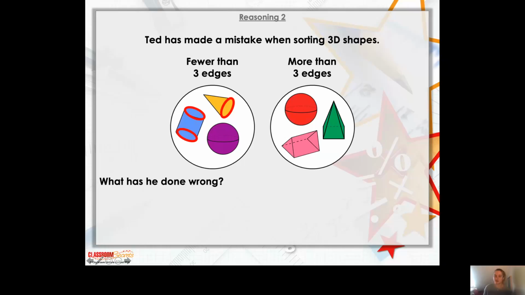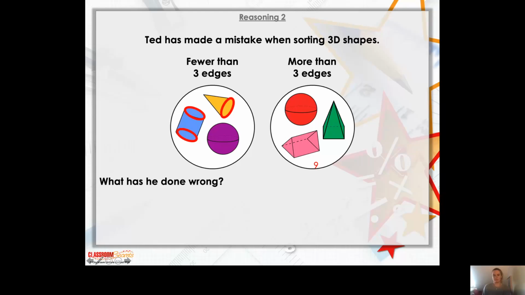Okay, so let's go through these together. Well, let's start with the triangular prism that we can see. Now, how many edges does a triangular prism have? Well, we know that a triangular prism has 9 edges. So well done if you counted that correctly. Now, is the triangular prism in the correct group? Well, yes, it is, because if it has 9 edges, 9 is more than 3, isn't it?